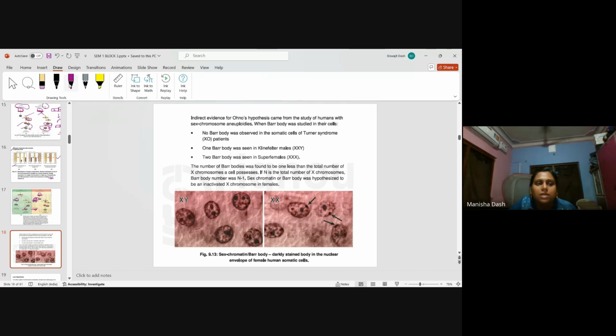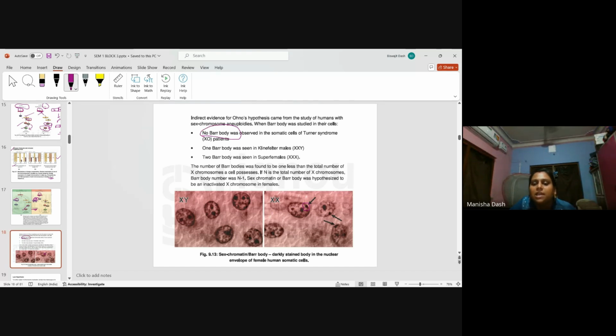Now, coming to the example of dosage compensation in human beings. In human beings, it is by random inactivation of one of the X chromosomes in the female. If you see, these are the somatic cells of the male and the female. In the somatic cells of the female, since one of the X chromosomes is inactivated, inside the nucleus you will find one inactivated X chromosome attached to the nuclear membrane like this. This inactivated X chromosome is known as a bar body.